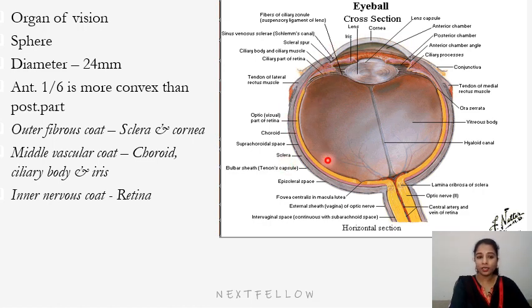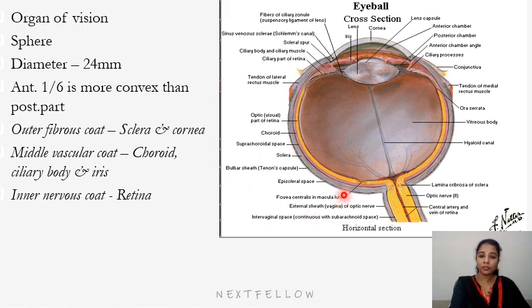Basically, the eyeball contains three layers. The outer layer is the fibrous coat, which is shown in white in color here. The middle coat is this light pink color shown, that is called the middle vascular coat, which is rich in blood vessels. The inner coat is called the nervous coat, which contains the retina.